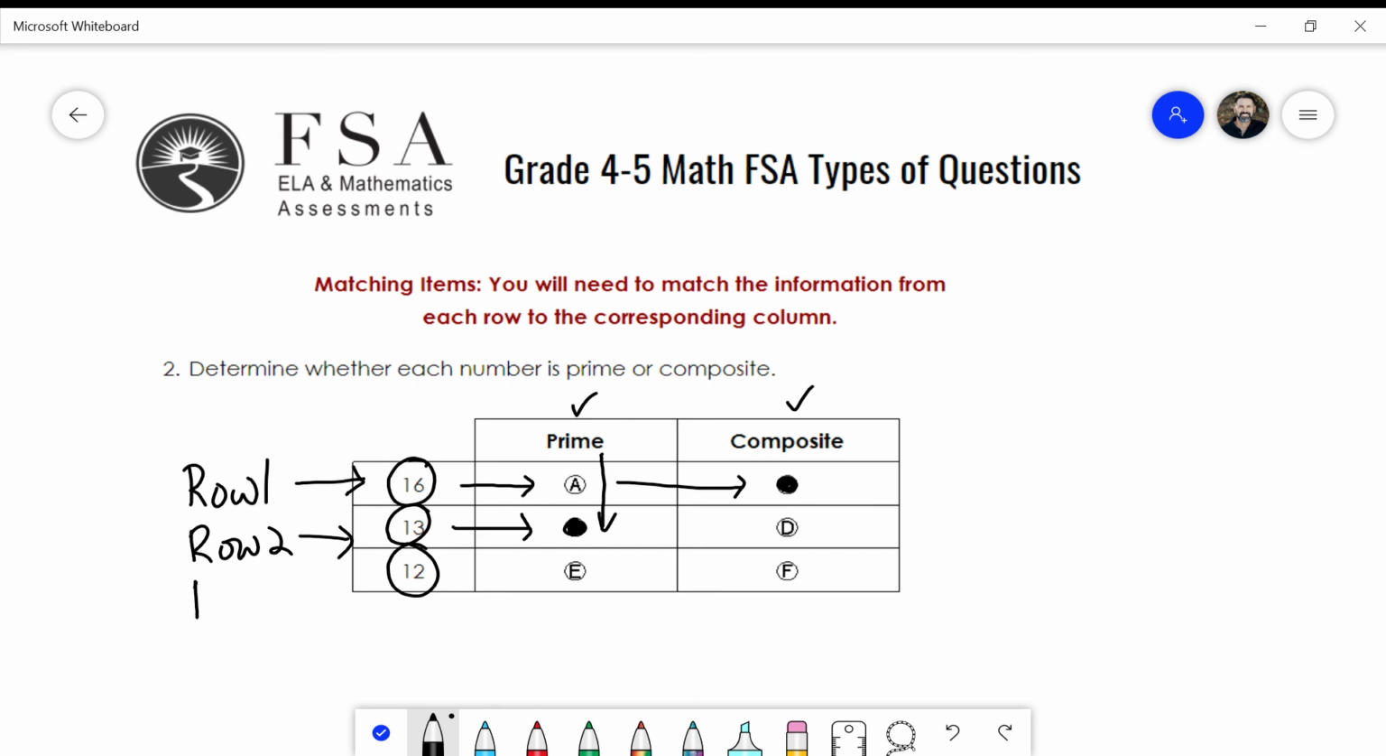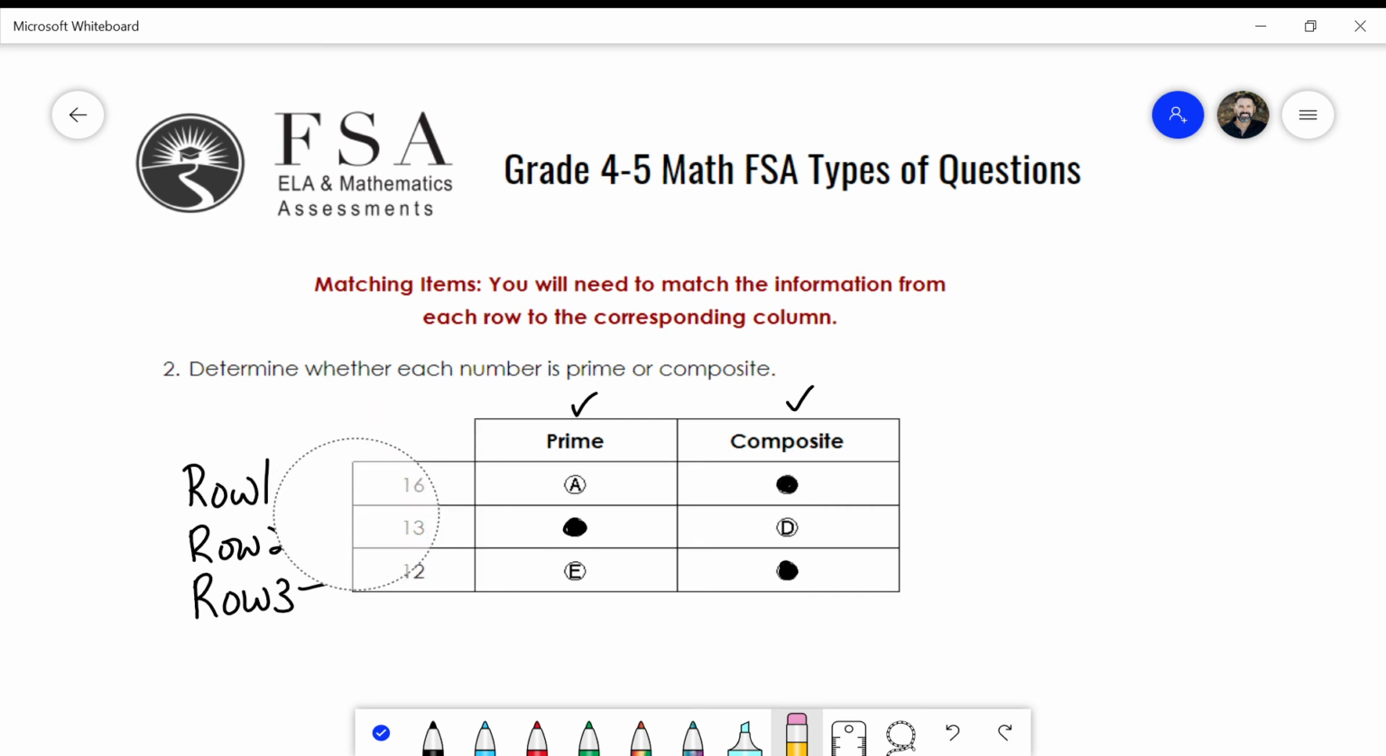And then I go to row 3, which is the number 12. Once I go through my math and figure out that the answer is composite, I stay on that row, move all the way to the end, and bubble in the one in the column that shows composite, okay? You don't want to draw these arrows. I just did that to help you visually see what I was doing, okay?